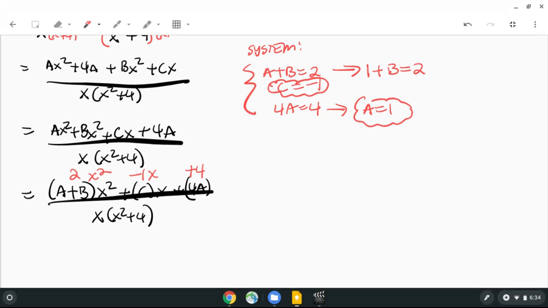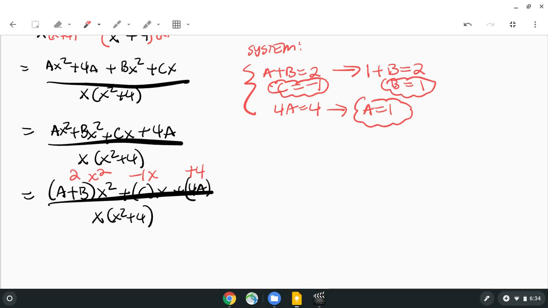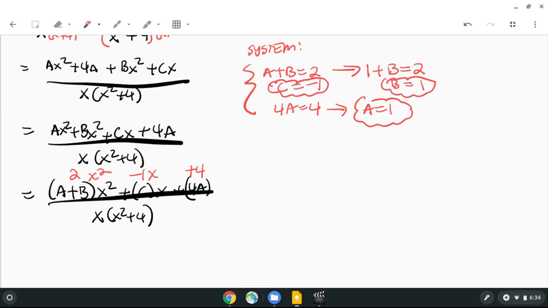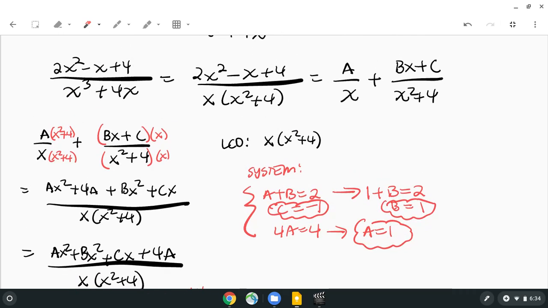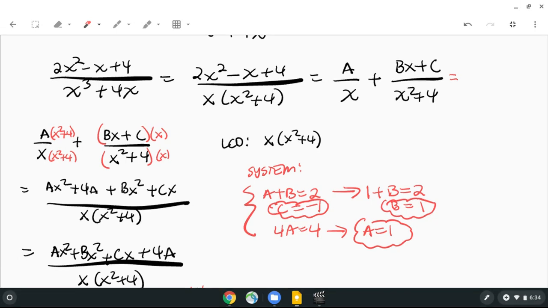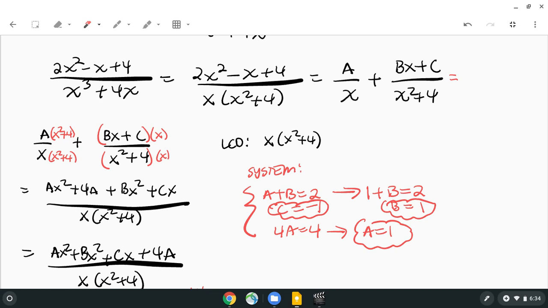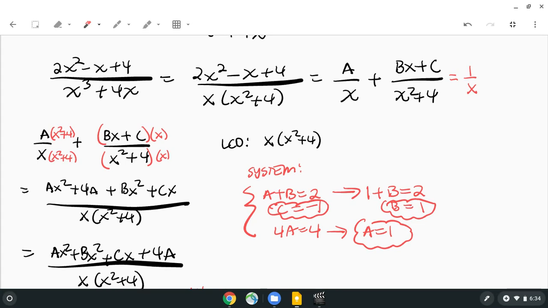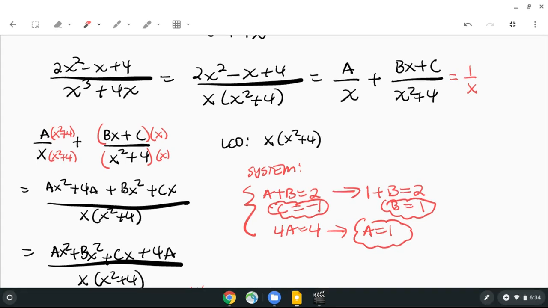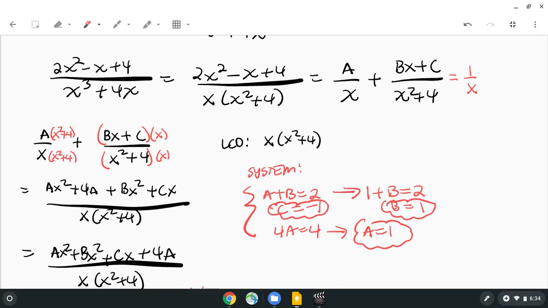Okay, so I have my 3 variables now. I got my a, my b, my c. So I can go back to the very beginning of the problem and figure out my partial fractions. So if I take a look up here, a is 1. So we get 1 over x. B is 1 and c is -1. Okay, so it's 1 over x plus b is 1, so that's just 1x, plus c, that's -1, over x squared plus 4. Okay, so all we did was plug in for a, b, and c.